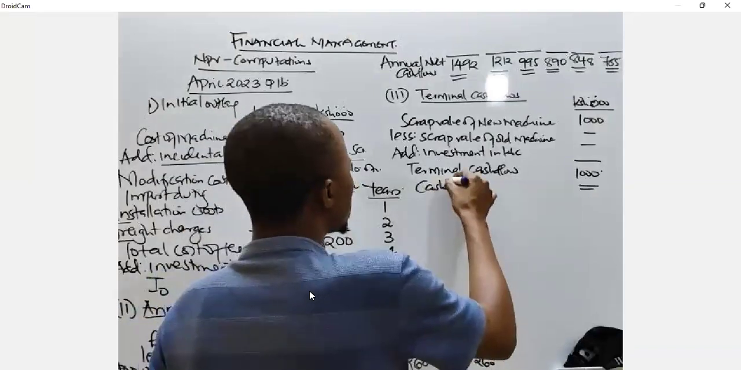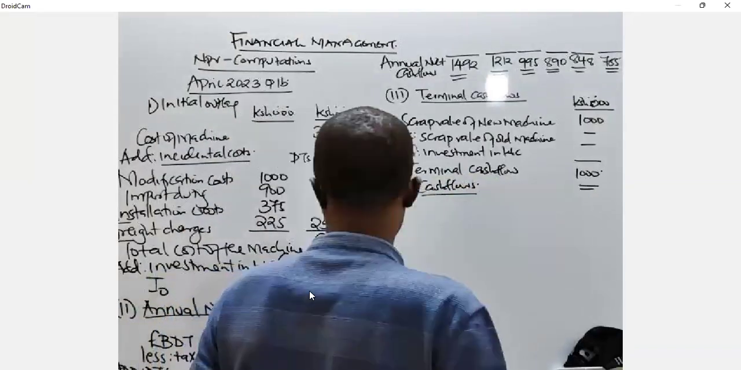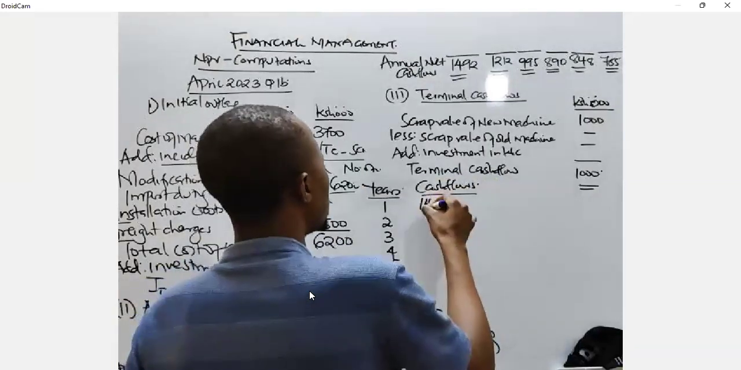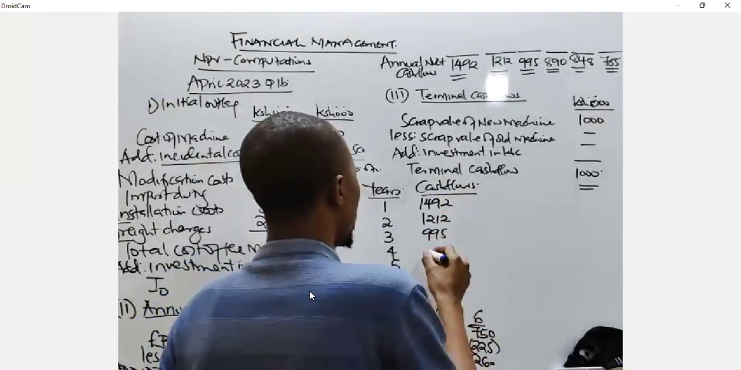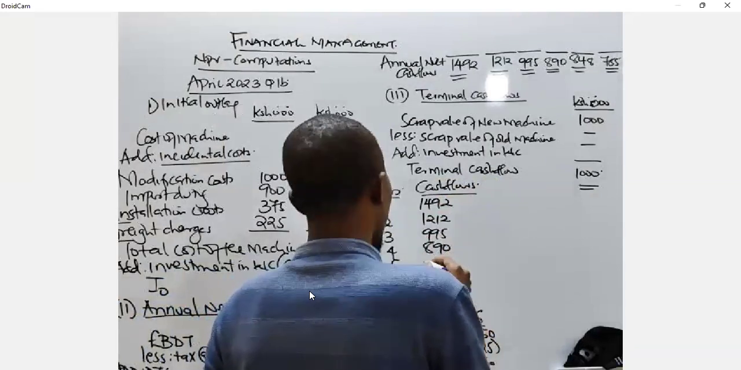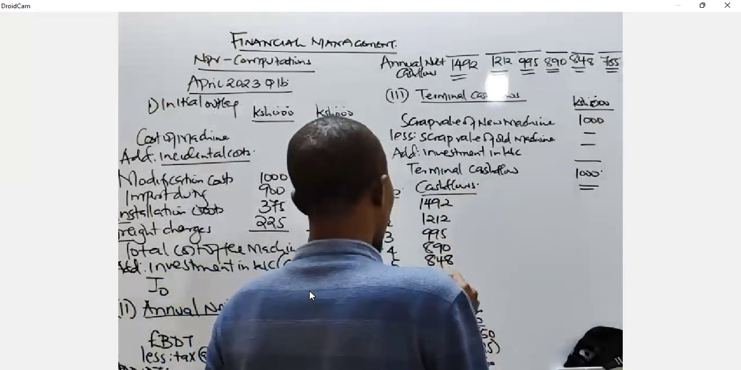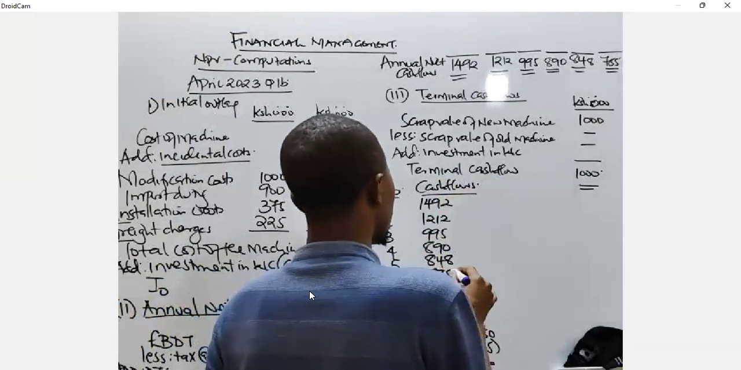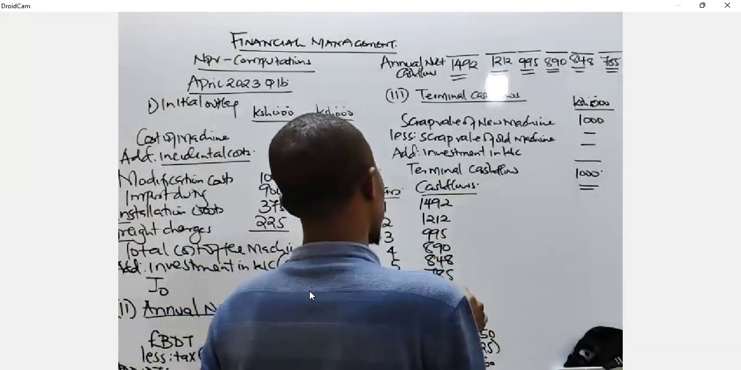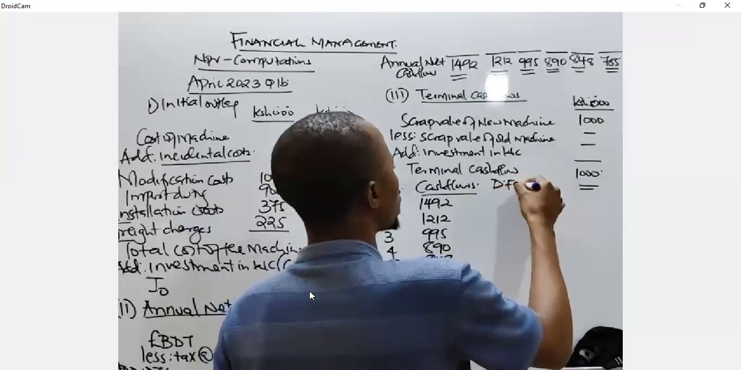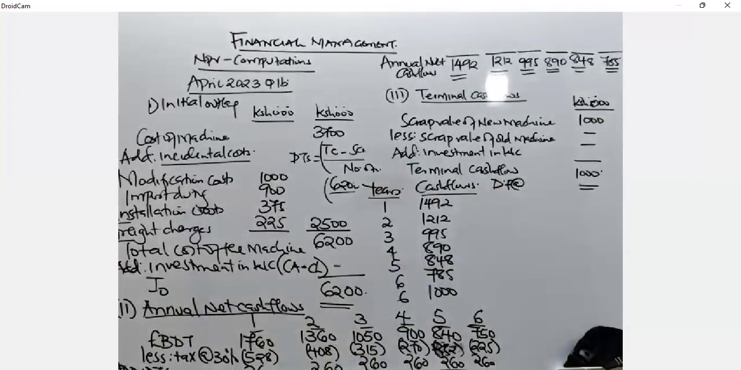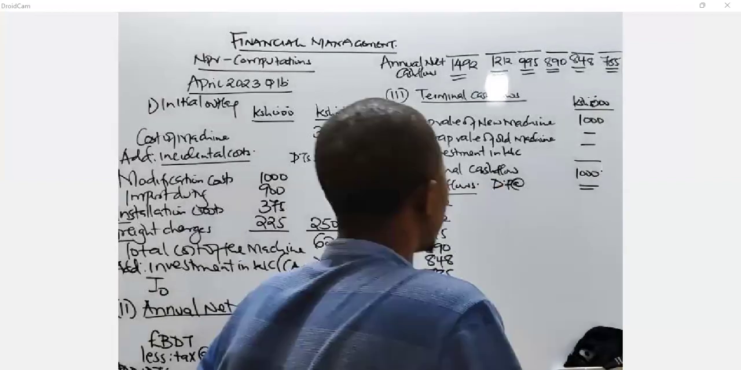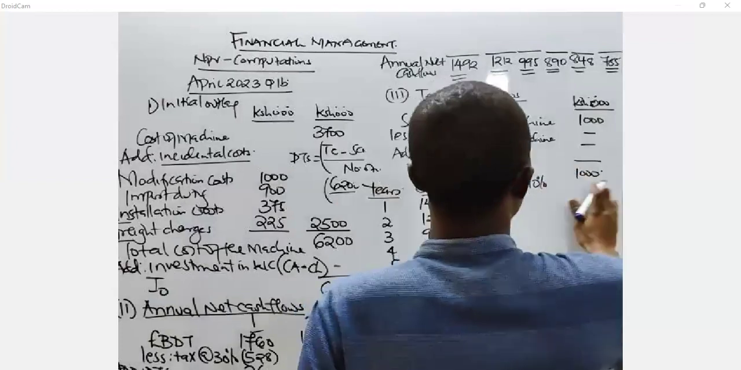Let us take our cash flows. The first one is 1492. The second one is 1212. The third one is 995. 890. We have 848. We have 785. Then the last one is 1,000. Now, we discount using the cost of capital. In our question, the cost of capital is how much? The cost of capital there, in note number 4, we have been told it is 10%. Then you are going to be getting our present values.